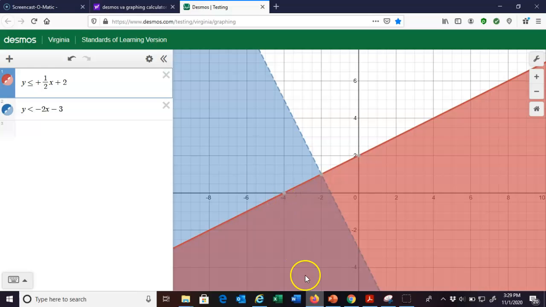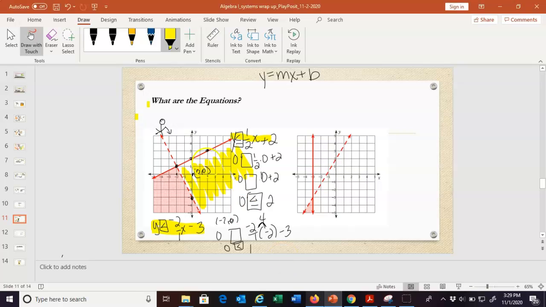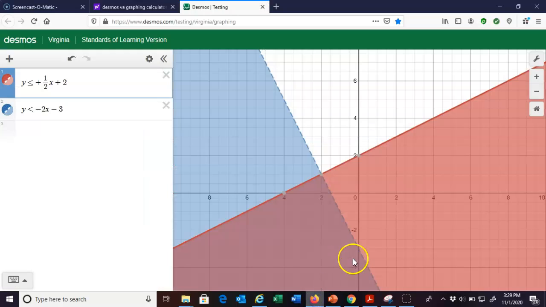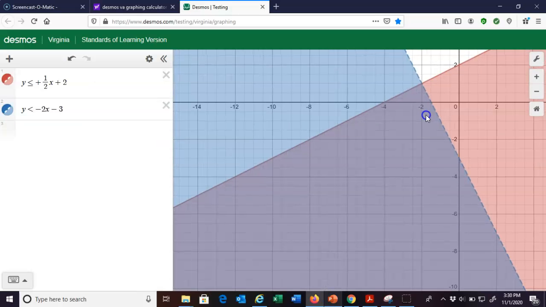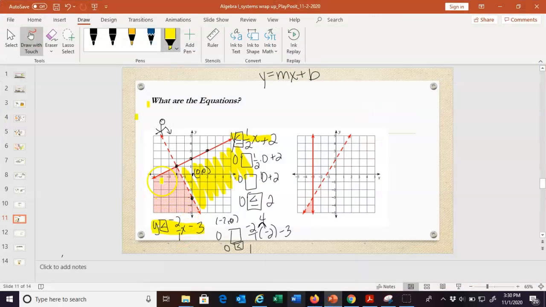We have negative 2 and negative 4. Perfect. Negative 2, negative 4. And this one goes through negative 3, right? Yep, right there. Awesome. And where they overlap is the triangular region at the bottom left, which matches up with the picture.